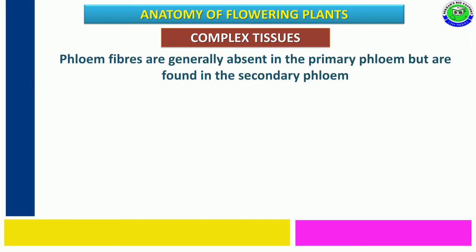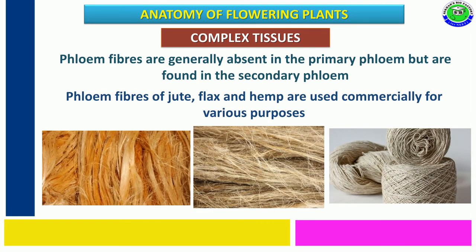The phloem fibers are generally absent in primary phloem, but the secondary phloem, which is formed during secondary growth, consists of phloem fibers. Some more examples of phloem fibers: jute, flax, and hemp fibers, which are commercially useful to us, are all extracted from phloem tissue. These are phloem fibers, and they have commercial economic importance.